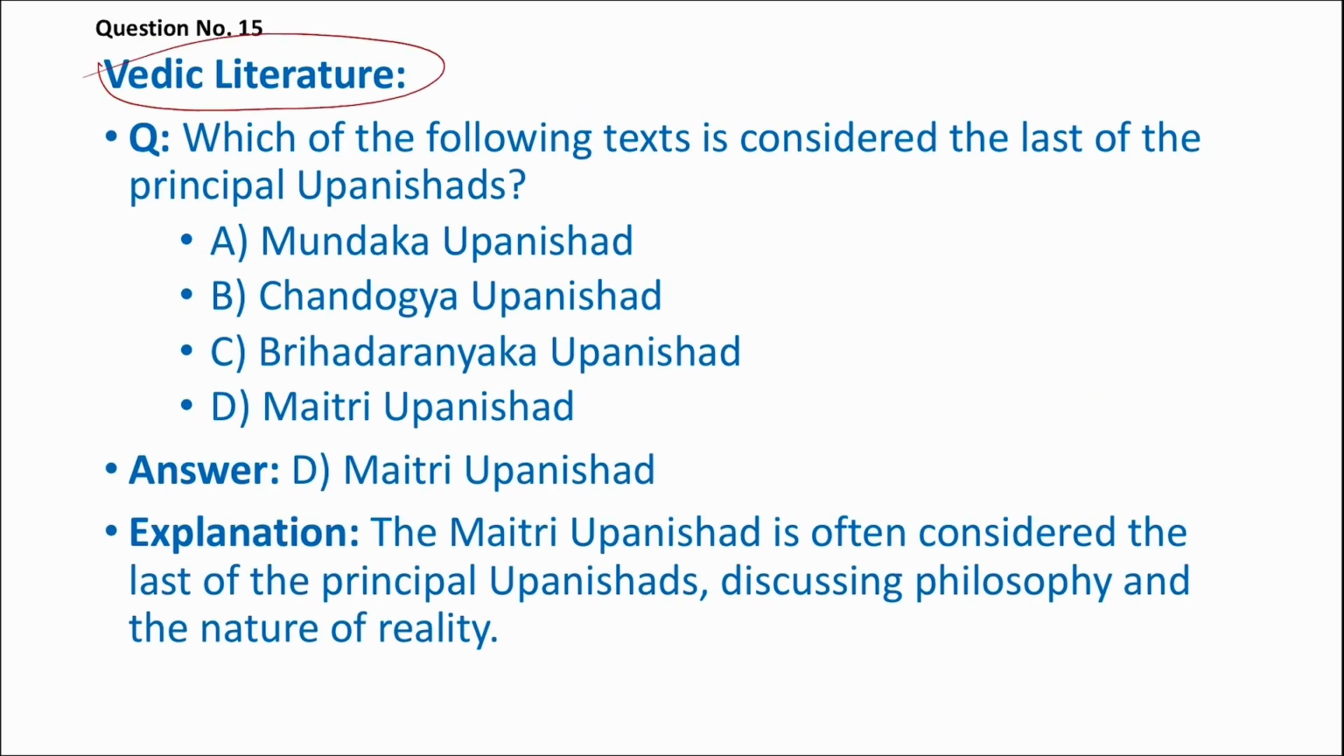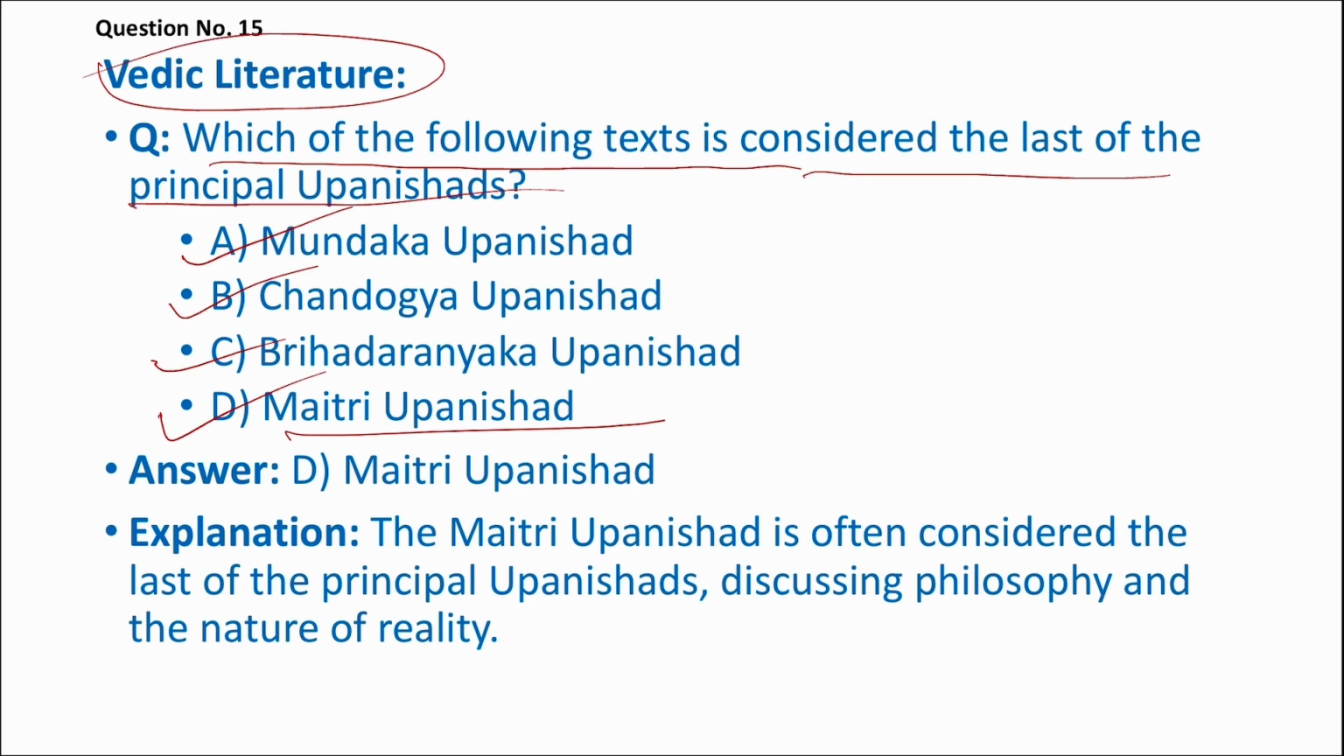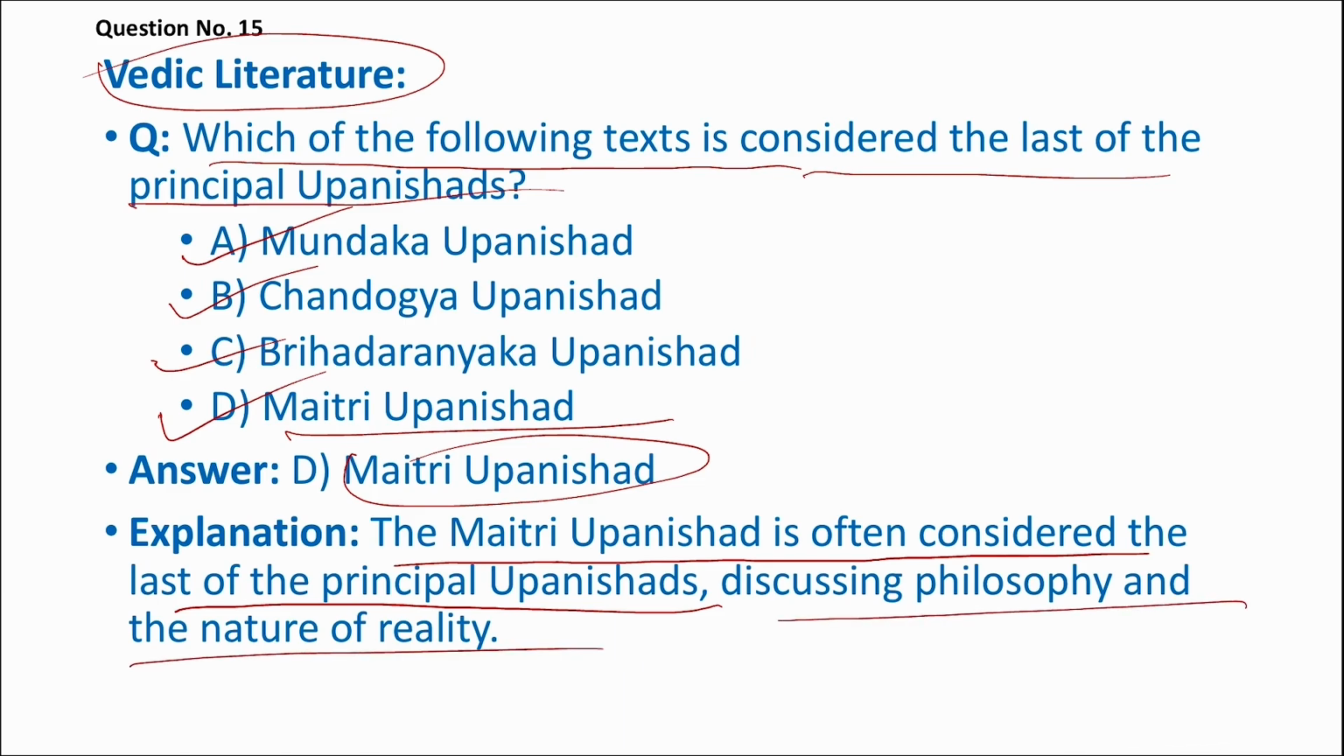The next question is on Vedic literature. Which of the following texts is considered the last of the principal Upanishads? A. Mundaka Upanishad, Chandogya Upanishad, Brihadaranyaka Upanishad, Maitri Upanishad. The right answer is Maitri Upanishad. Maitri Upanishad is the last of the principal Upanishads. It is often considered the last, discussing philosophy and the nature of reality. Maitri Upanishad discusses what? Philosophy and nature of reality.